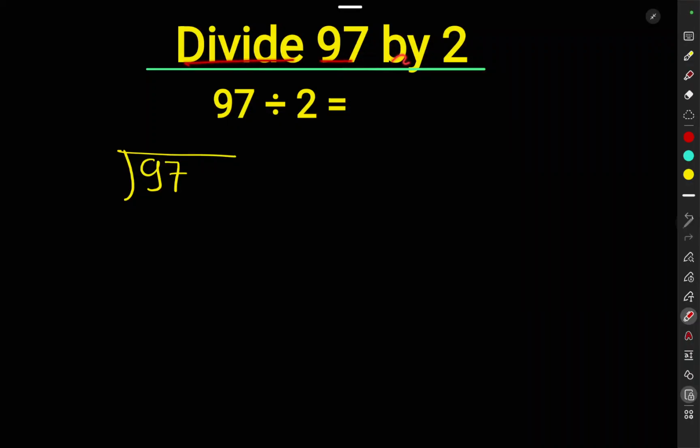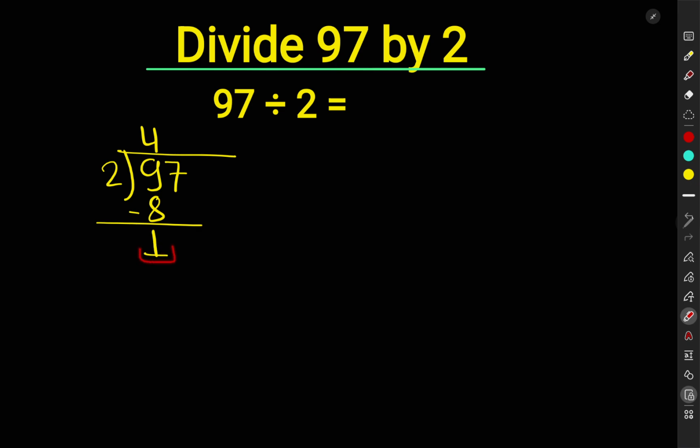Divide 97 by 2. So here we divide 97 by 2 in a long division method. So 2 times 4 means 8. On subtracting we get 1.